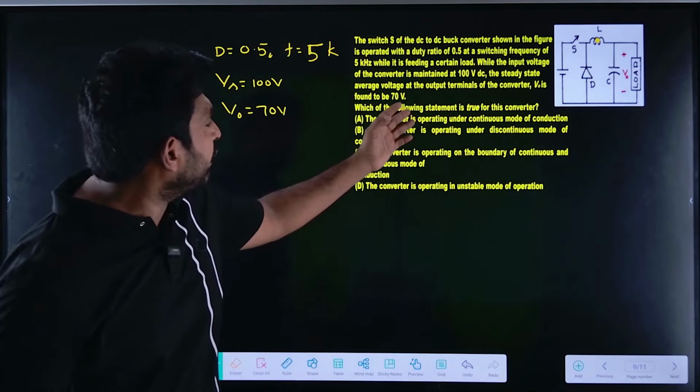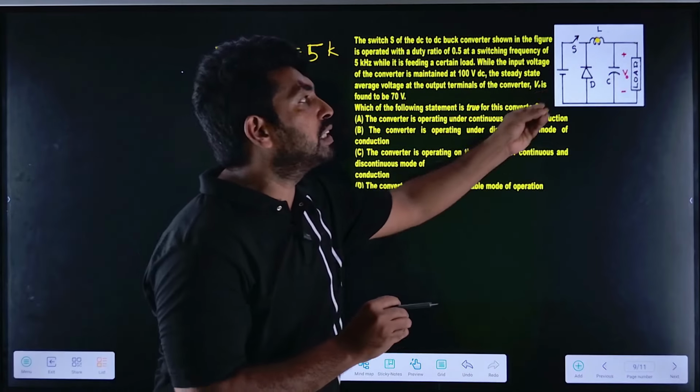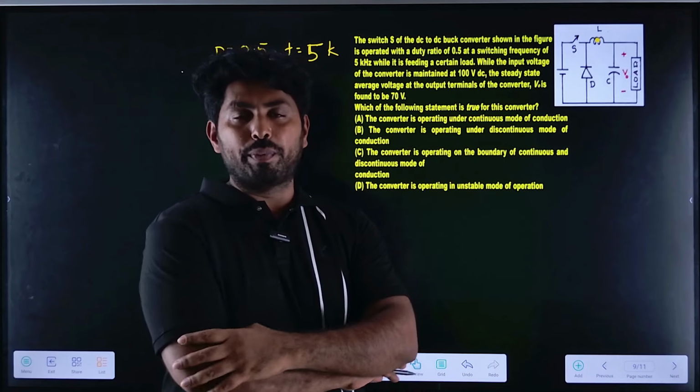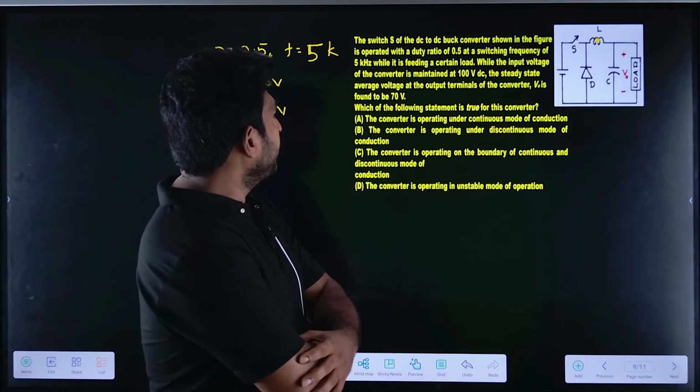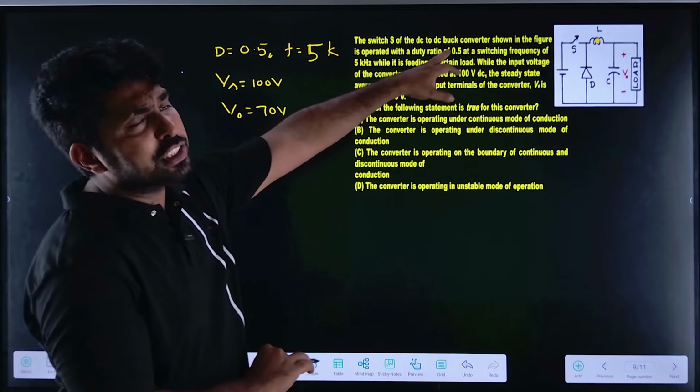So what are the different conditions given? In which conduction mode is this circuit operating? We need to find that. So let us find here. The switch S is here, and the duty ratio is given as 0.5.